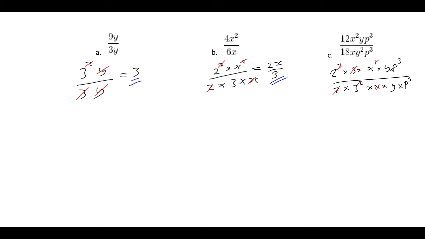And we've got a y squared on the bottom, sorry, I missed the squared symbol out, and we've got a y on top. So that y cancels with one of the y's in the squared. p cubed over p cubed: anything divided by itself is 1. Therefore, what we are left with is 2x over 3y. Nice and simple.